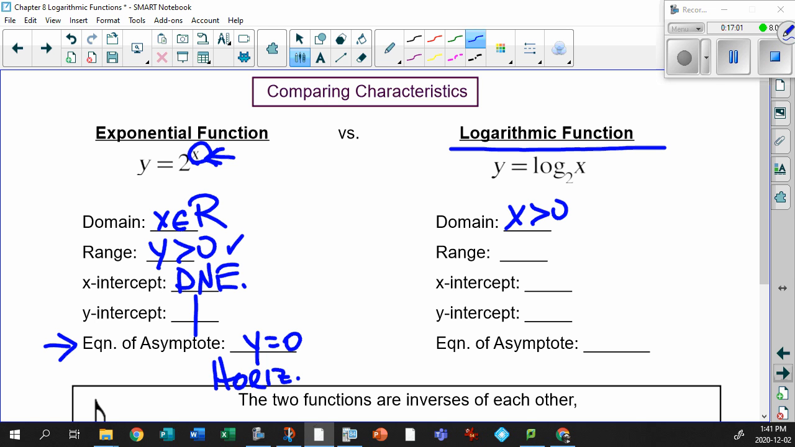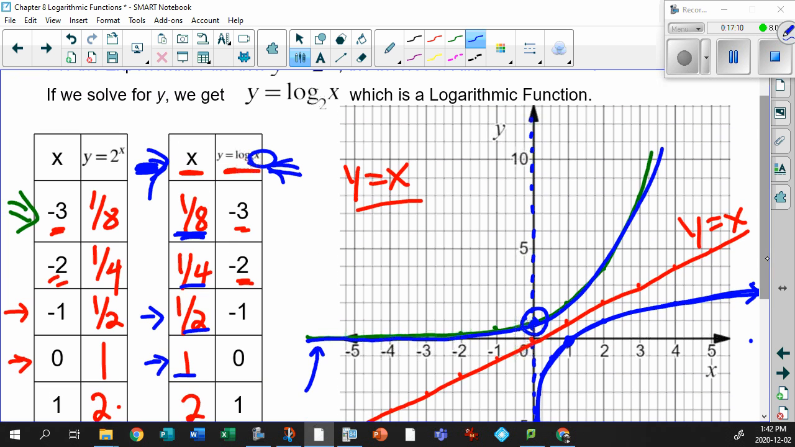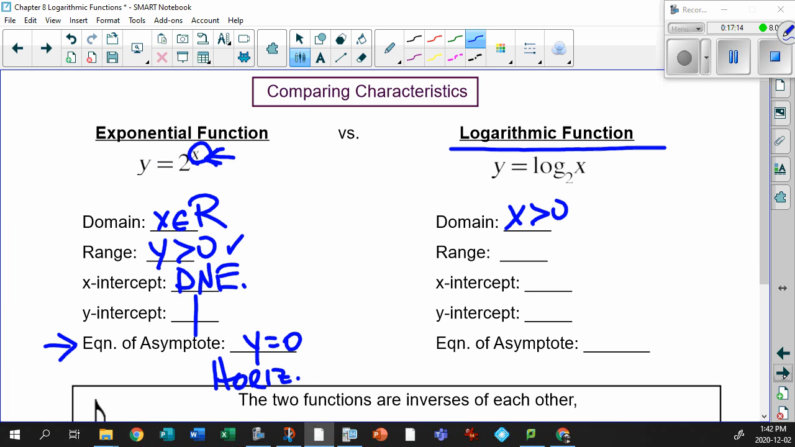Does that not look familiar? Neat. How about our range? Well, if you go back here, it goes from way down in the negative and keeps on going out to the positives, and it's increasing. So in fact, we can say that our range is y as an element of R.